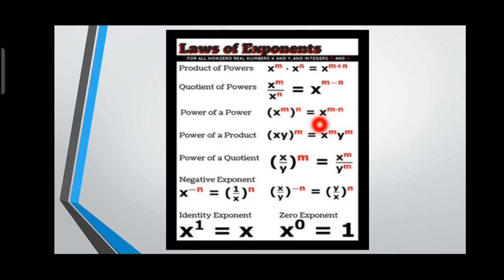Am I clear, children? Third law. And coming to the fourth law, x multiplied by y whole to the power of m. Here x multiplied by y is raised to the power of m, so this m is common for both numbers inside. So this m can be applied to each inside the brackets, which is x to the power of m, y to the power of m. Am I clear, children?